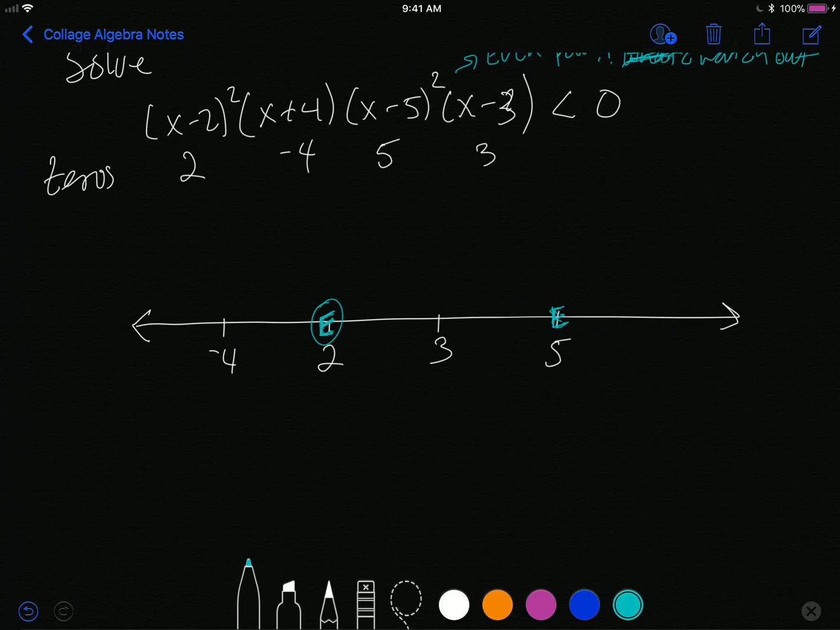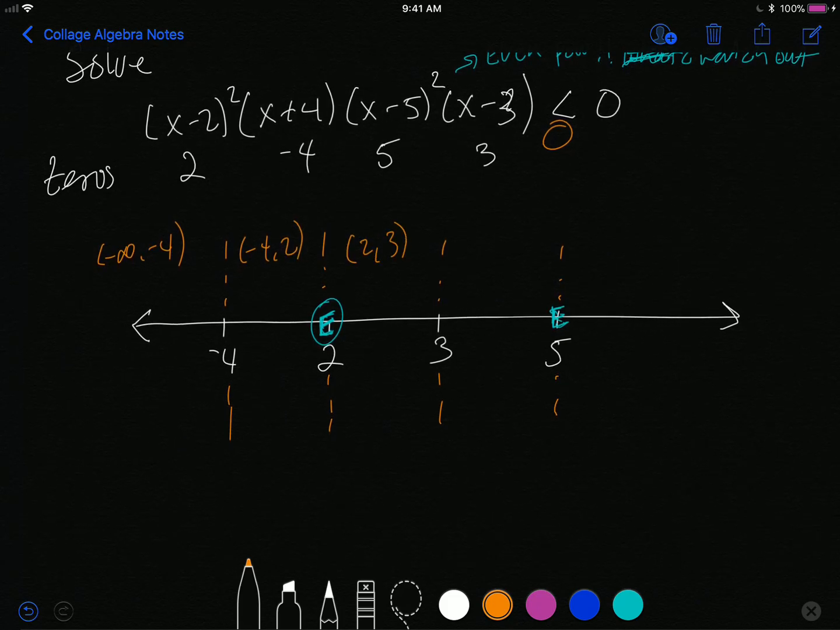So I have 1, 2, 3, 4 zeros. So if I cut a number line 4 times, how many pieces will I get? Someone said 5 and they would have been right. And I have no equal sign right here, and so my regions will be negative infinity to negative 4. And then I have negative 4 to 2. Then I have 2 to 3. Then I have 3 to 5. Oh my goodness, how many intervals do we have? And then I have 5 to infinity.